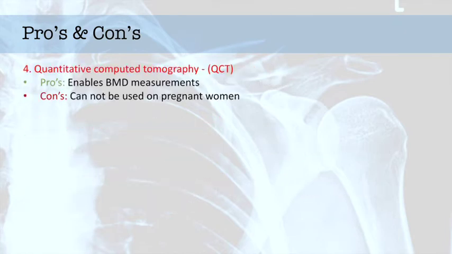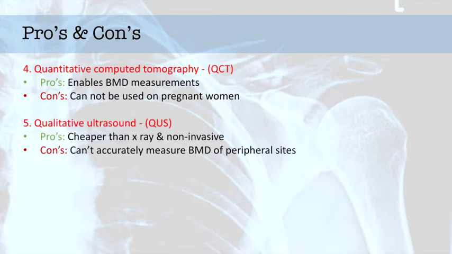An advantage of QCT is that it enables BMD measurements which can target patients with scoliosis, which can't occur in DEXA. However, this method is not considered safe for pregnant women. QUS is a relatively quick procedure when compared to other X-ray techniques, which makes it appealing to some. As well as being non-invasive and cheaper than X-ray, it does not produce radiation unlike X-ray. One disadvantage is the inability to measure peripheral sites.